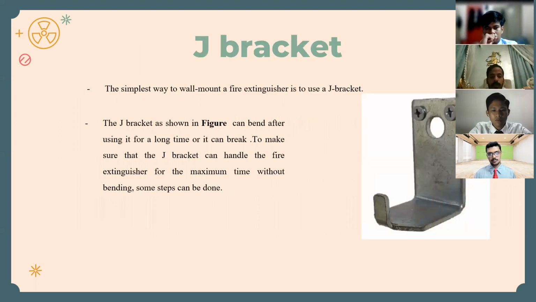So for our case here is the J bracket. The simplest way to wall mount a fire extinguisher is to use the J bracket. The J bracket, as shown in the figure, can bend after being used for a long time, or it can break. To make sure that the J bracket can handle the fire extinguisher for the maximum time without bending, some steps can be done.